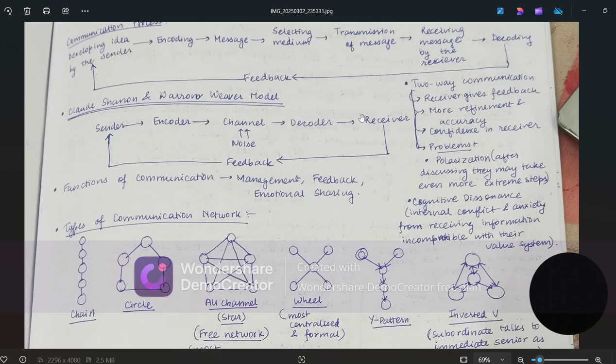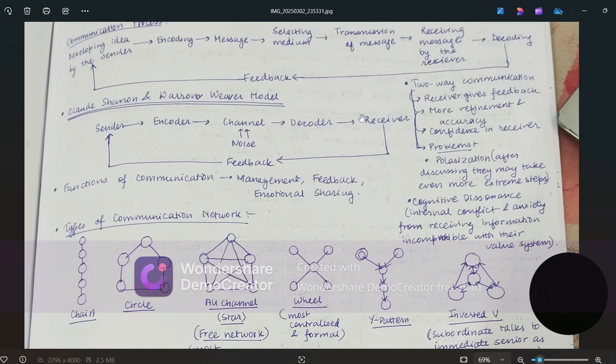In one-way communication, there is no feedback. In two-way communication, the receiver gives feedback, and more refinement and accuracy is there, and also there is a certain confidence in the receiver. There are a few problems in two-way communication, like polarization. After discussing, they may take even more extreme steps, knowing that the other person is against them.